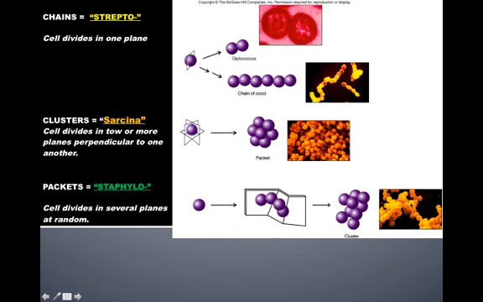So when you look at this diagram here of Staphylococcus, you can see that they're completely randomly arranged, whereas when you look back at Sarcina, they're a lot more linear in this picture than they are in this picture.